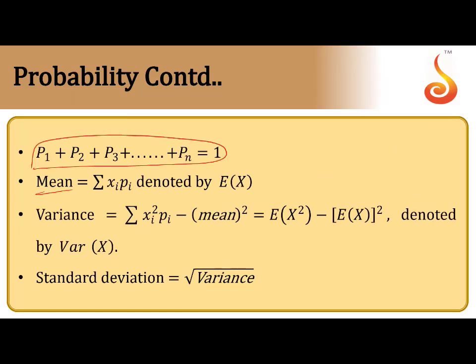And the mean of a random variable: mean is the sum of xi into p of xi. That is called the mean of a random variable. And there is a formula for variance. The mean is denoted by E of x, or sometimes we define it by mu also. The variance is sigma of xi minus mean, whole square, into p of i. That is nothing but the variance. You can denote variance by sigma square also, or Var of x. Both are symbols commonly used for variance.